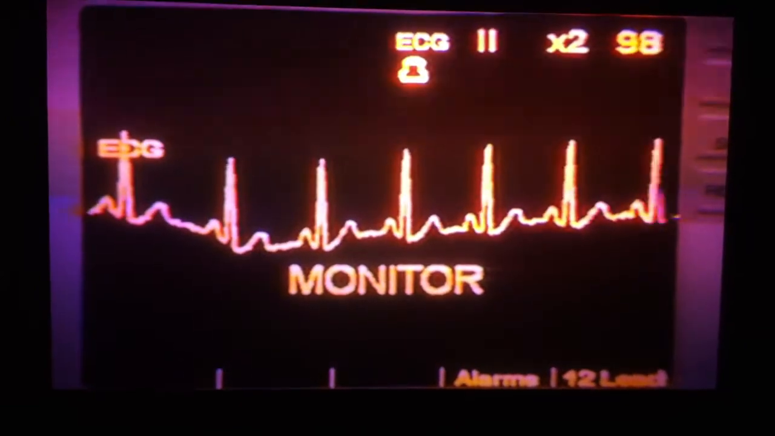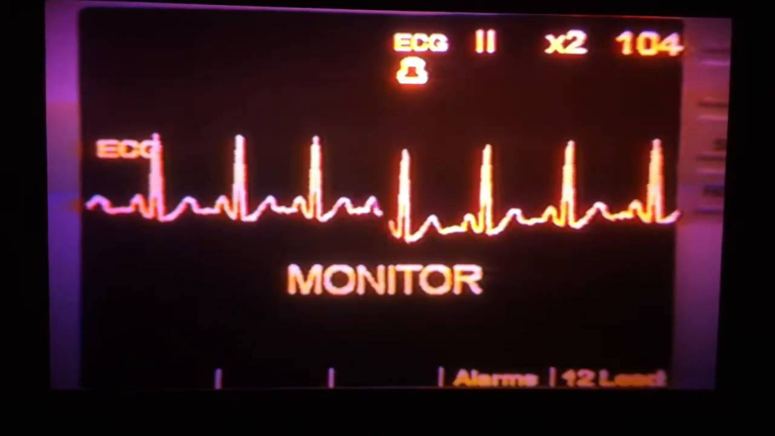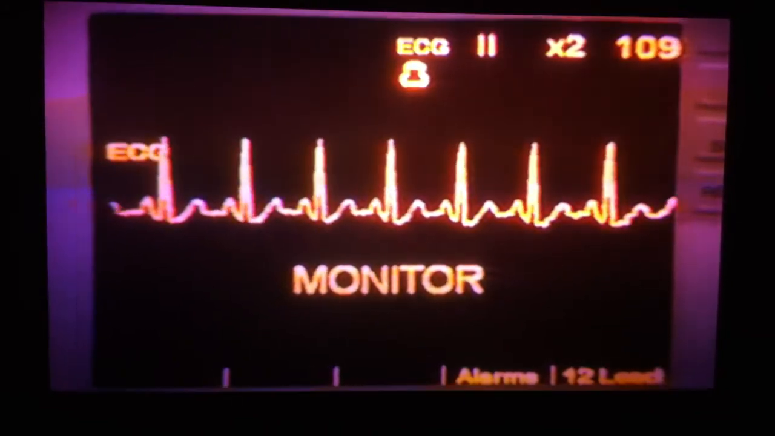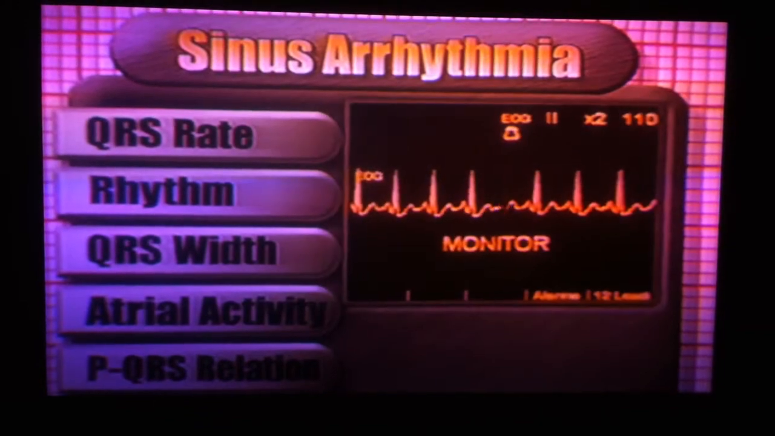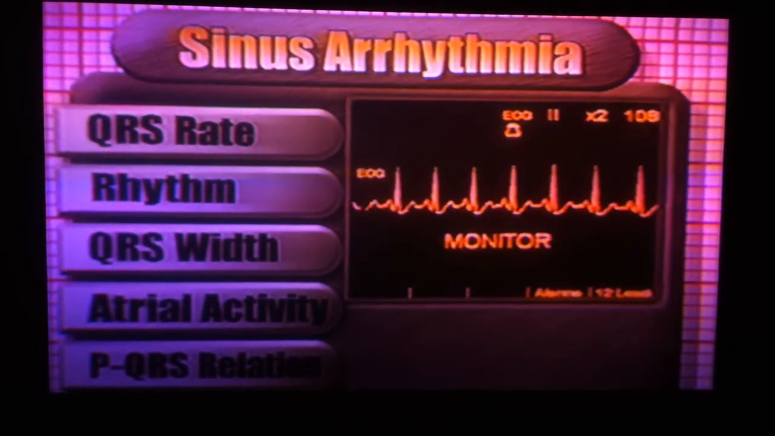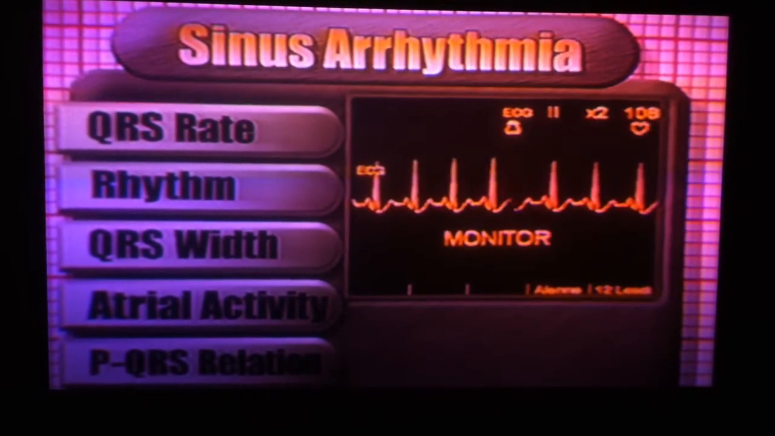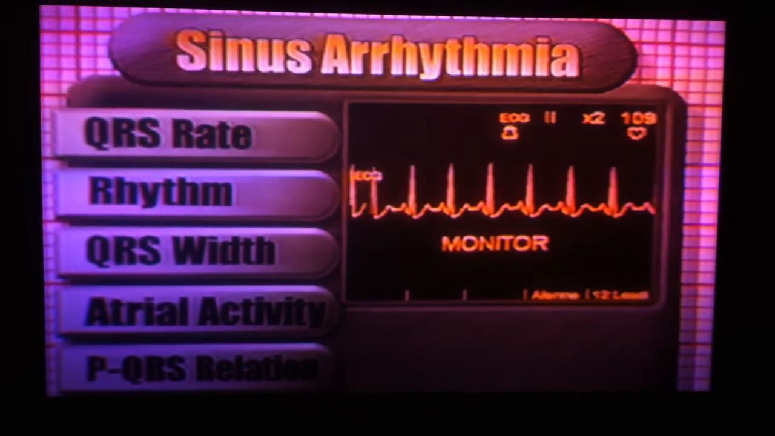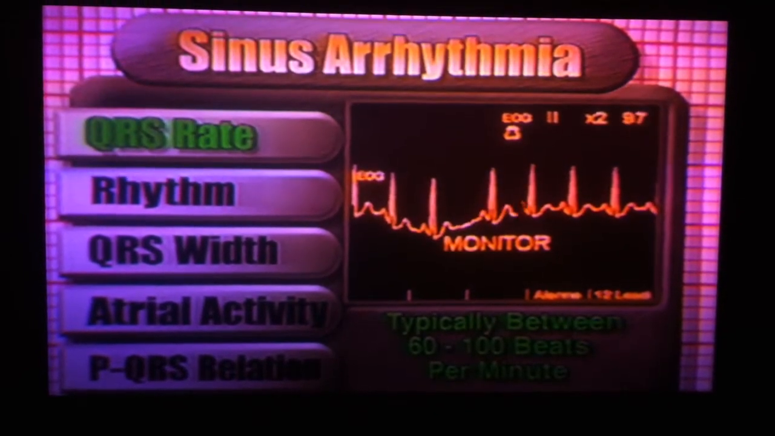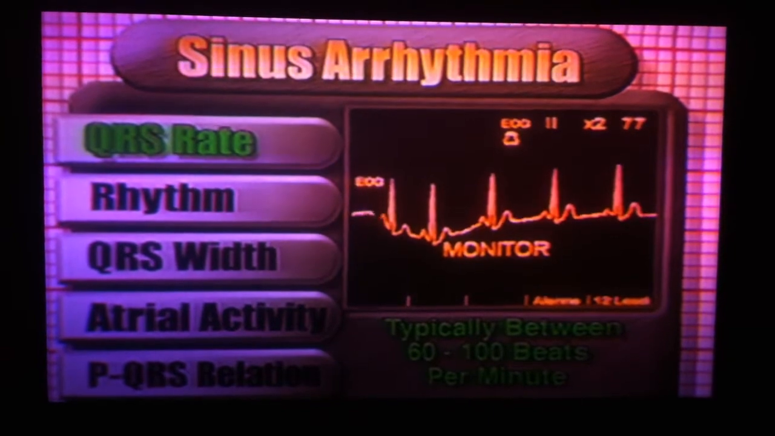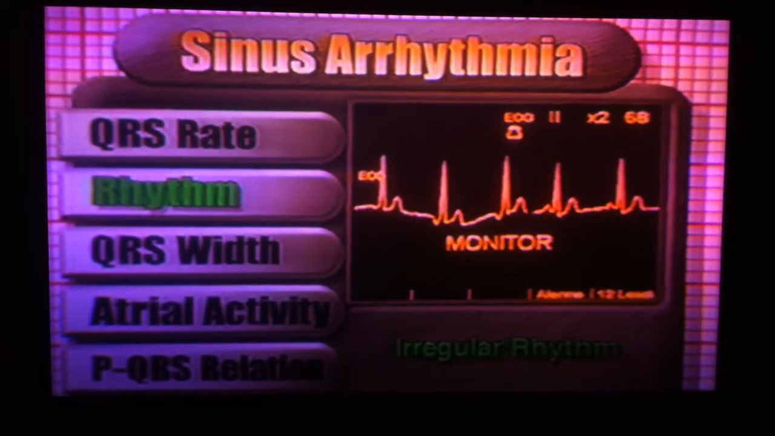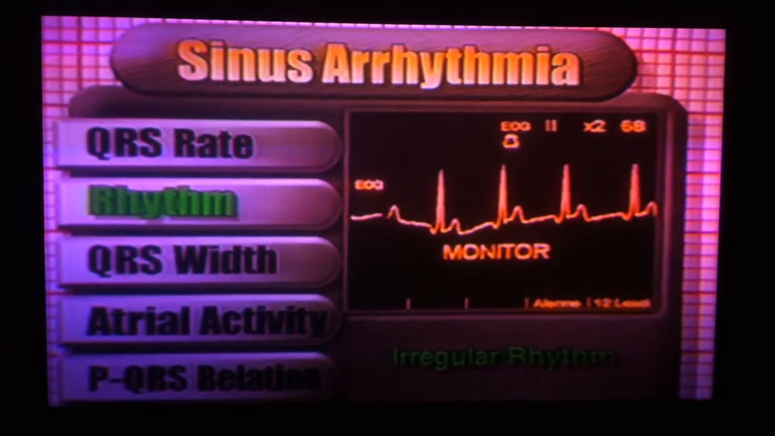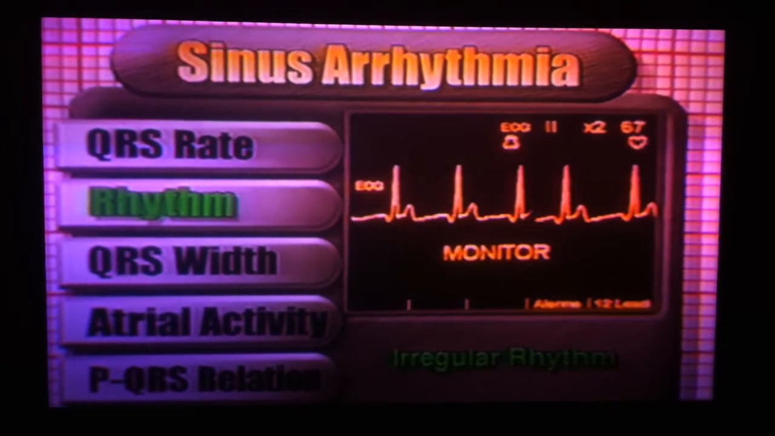Another sinus rhythm occasionally observed in young or healthy individuals is a sinus arrhythmia. Sinus arrhythmia is very similar to normal sinus rhythm, except that there is a rhythmic slowing and speeding up of the rhythm. The ventricular rate may vary, but is typically between 60 to 100 per minute. The rhythm is irregular, and each R to R interval will vary slightly in length.